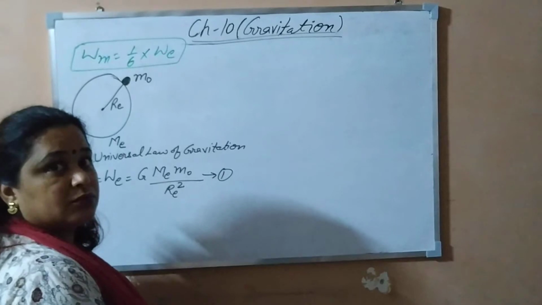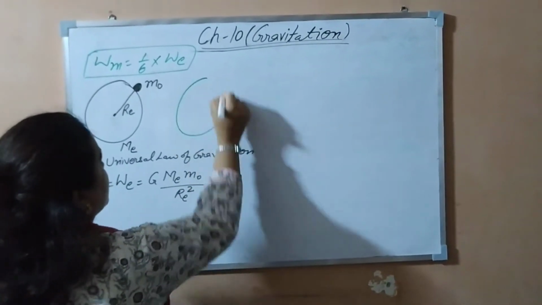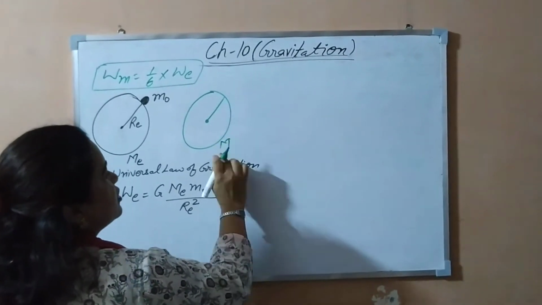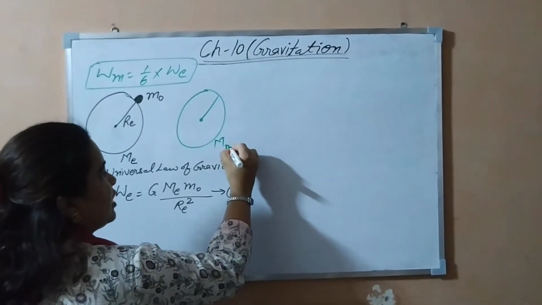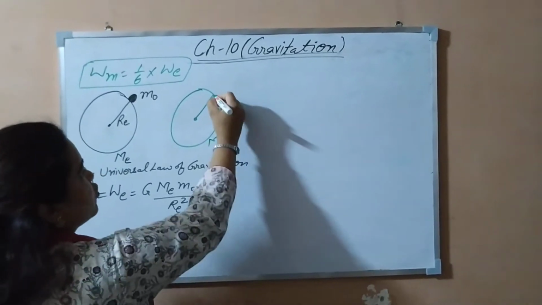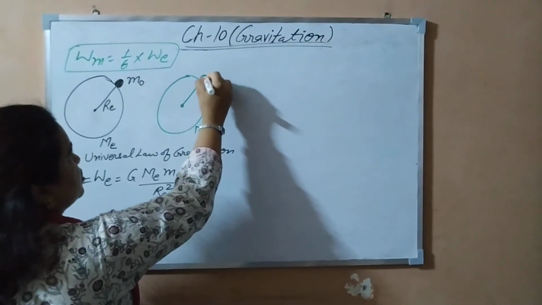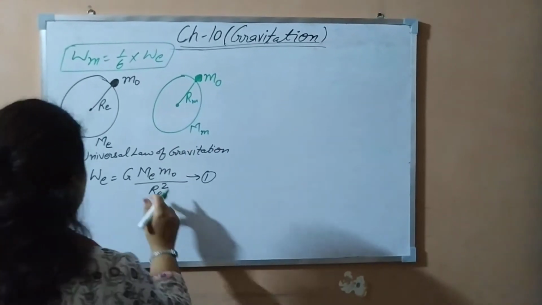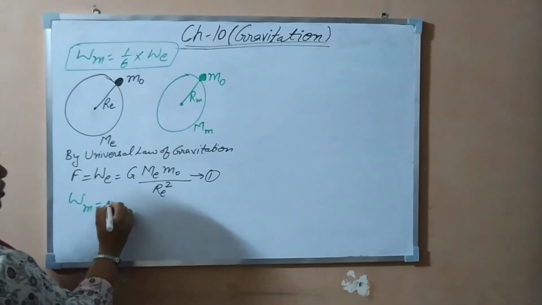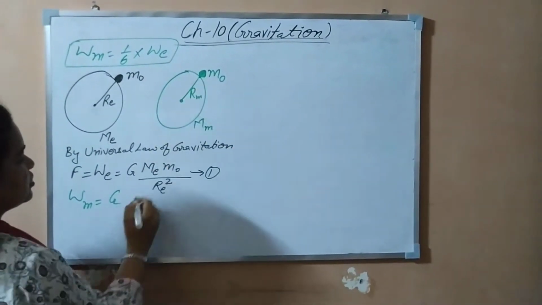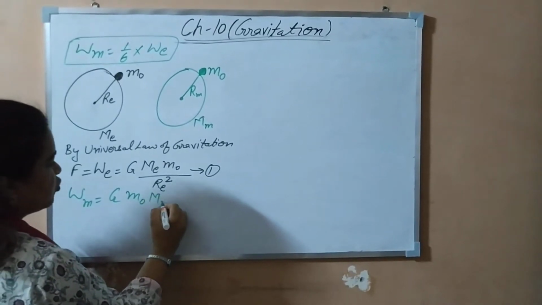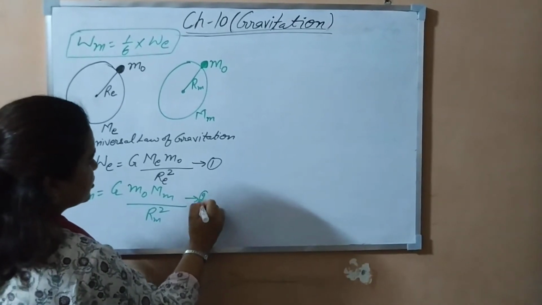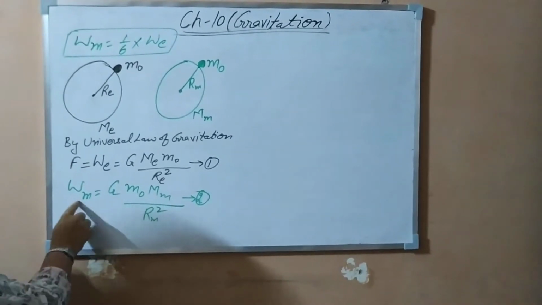Similarly, on the moon surface, here is the center and this is the moon surface we are talking about. Capital M with lower subscript m is the mass of the moon. This same object is present on the moon surface, so we consider the same mass, and here the radius of the moon will come. So by the universal law, the weight on the moon is G times the product of the masses, mass of object and mass of moon, upon the radius of moon squared. Now we have got two equations of forces, and we have to get a relation between them.